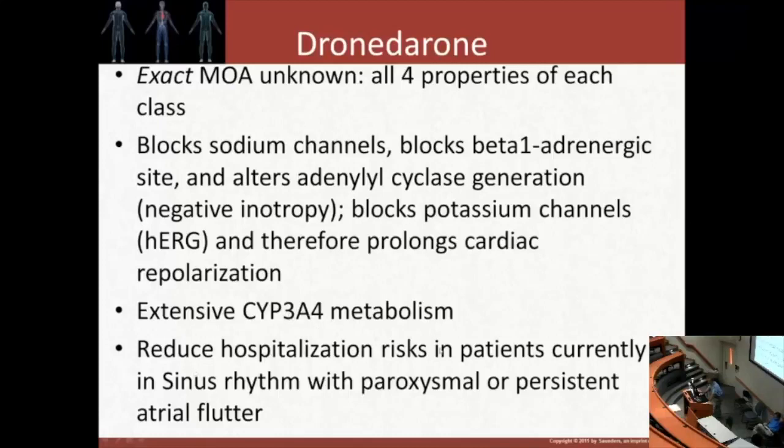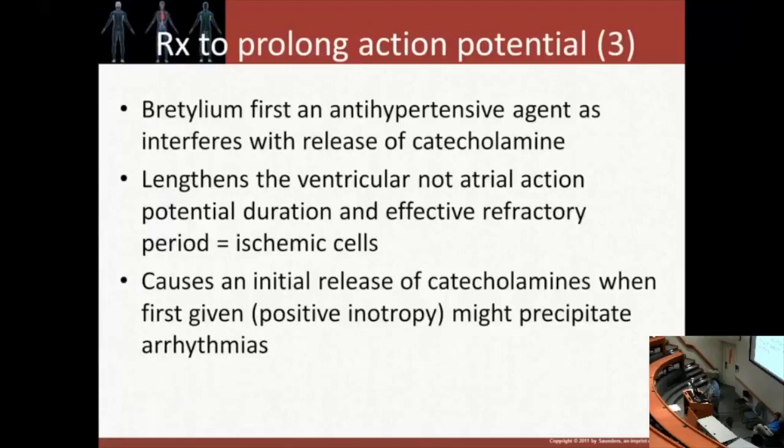Okay, and basically with dronedarone, you can see the use of this in paroxysmal or persistent atrial flutter. And it's been shown to reduce hospitalization in patients that have sinus rhythm problems. Right. Other drugs within that class 3 category include beryllium, which is listed here.